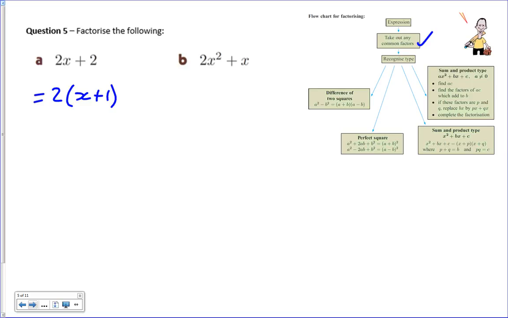Again, B here, take a common factor out. Yes, there is. So it's going to be, take a common factor of x, so it becomes 2x plus 1. And that's as far as I can go. So they're now factorised.